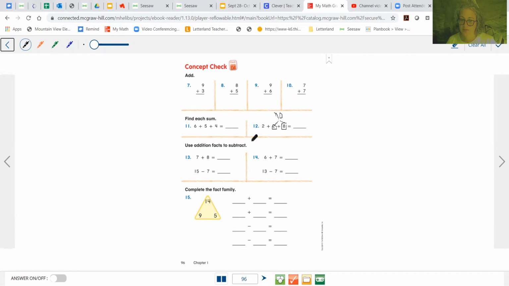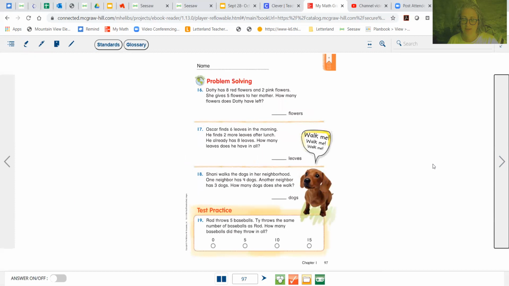This is using addition facts to subtract. And then here you have the fact family. We just did that not long ago. So we have page 95, I already showed you. This is page 96. And then we have page 97 with word problems, okay?